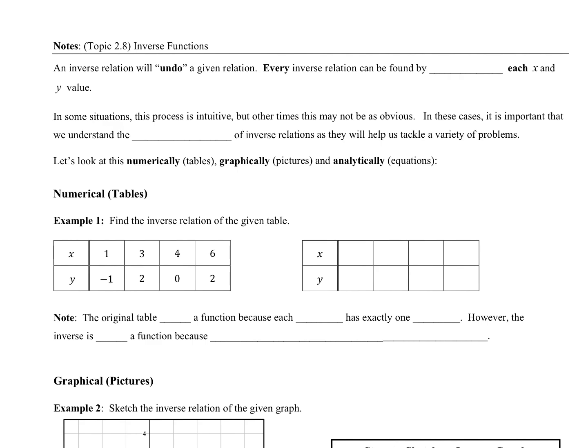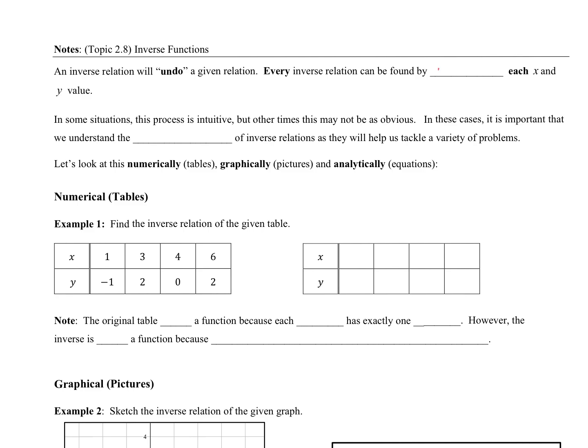All right, 2.8 inverse functions. Here we go. An inverse relation will undo a given relation. Every inverse relation can be found by switching each x and y value. All right, so that's basically what we're going to be talking about the next couple days.